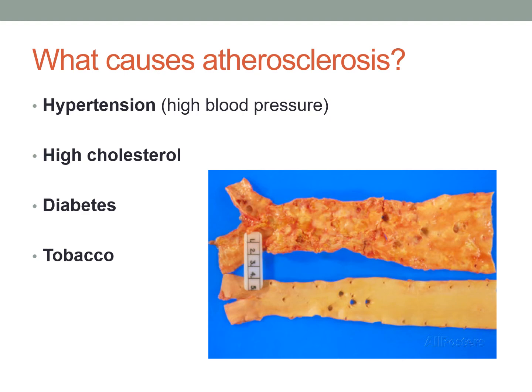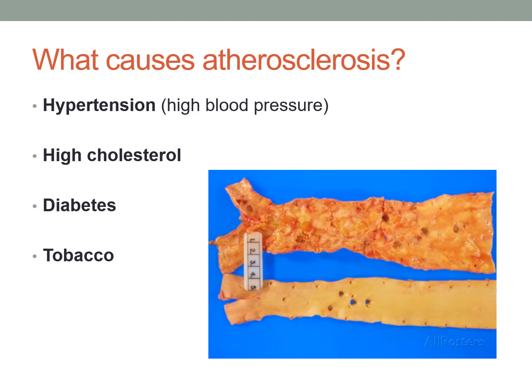Diabetes is another big one. People who have diabetes have excess blood glucose. Their blood glucose levels are too high. That ends up making their blood vessels kind of brittle and more prone to those little injuries that set this cascade in motion. Finally, tobacco.